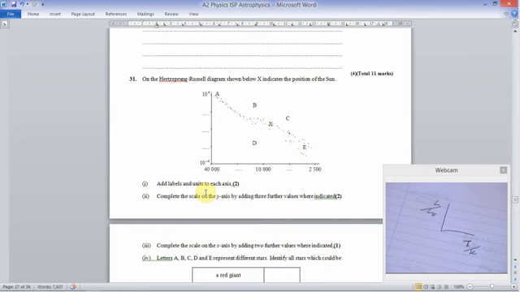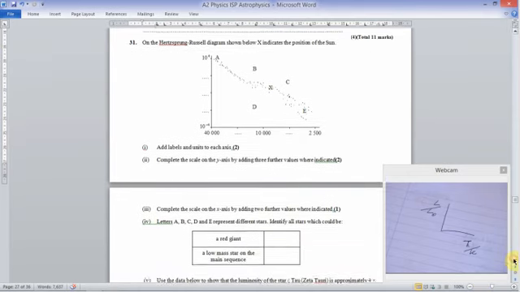I think it's just two more questions. Complete the scale on the y-axis, adding three further values where indicated. So we've got to get the right values in place showing the correct scale. We've got three slots, so that must be 10 to the minus 2, that must be 10 to the 0, and that must be 10 to the 2. Now complete the scale for the x-axis. We must remember that it pretty much halves every time from the previous value. So if that's 40,000, that's going to be 20,000. If that's 10,000, that's going to be 5,000. You can see how that follows that pattern throughout.